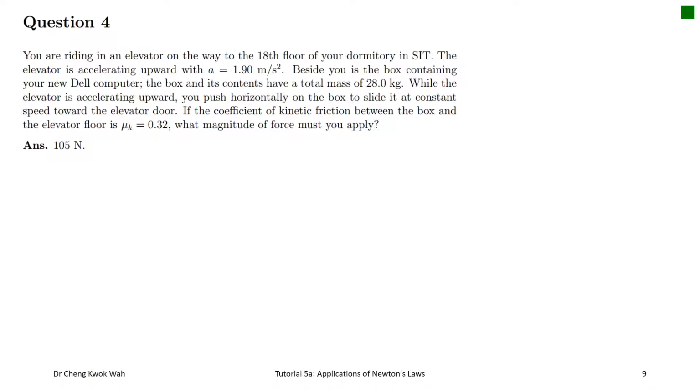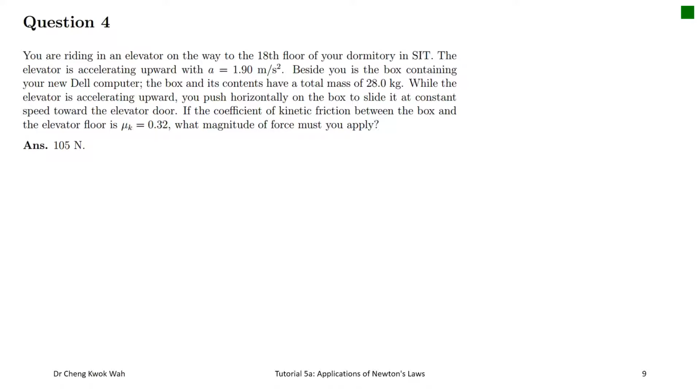While the elevator is accelerating upwards, you push horizontally on the box to slide it at a constant speed towards the elevator door. If the coefficient of kinetic friction between the box and the elevator floor is mu_k equal to 0.32, what magnitude of force must you apply?